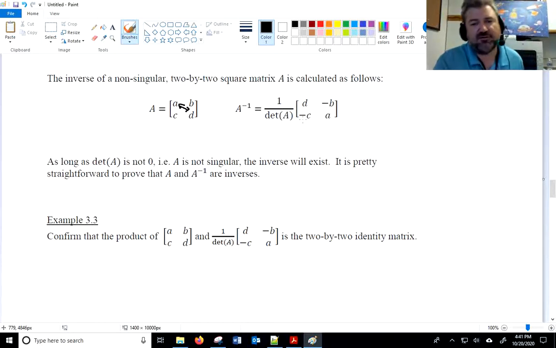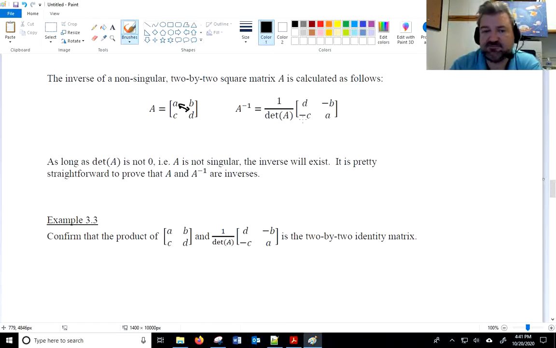Notice that since we have 1 over the determinant, if the determinant were 0, then the inverse would not exist because 1 divided by 0 is undefined. So singular matrices do not have an inverse, and only square matrices can have a determinant. So they need to be square, they need to not be singular, then we can find their multiplicative inverse.